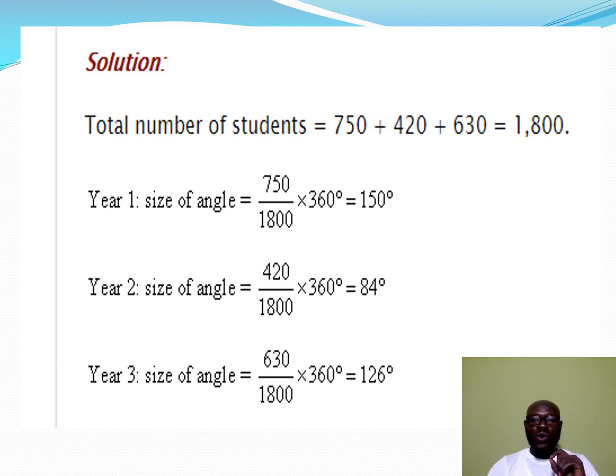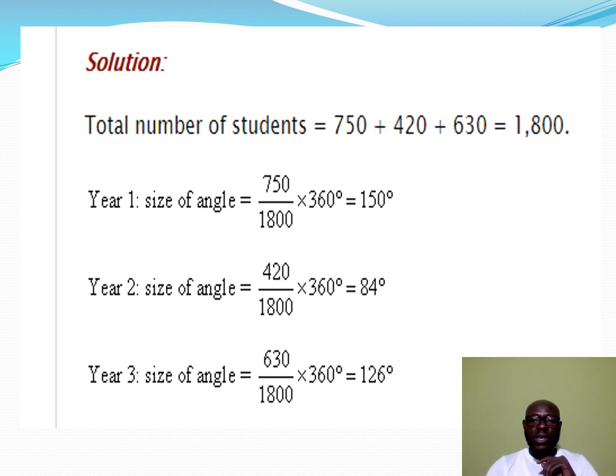Now the second step says that we need to find the angle of sector of each of the category. So the angle of sector of the students in year 1: the total number of students in year 1 gave us 750, so it will be the value, 750, over the total value, 1,800, times 360. After simplification, you will get 150 degrees. Without the degree, it's wrong because it becomes a raw value. That is what you have to take note of.